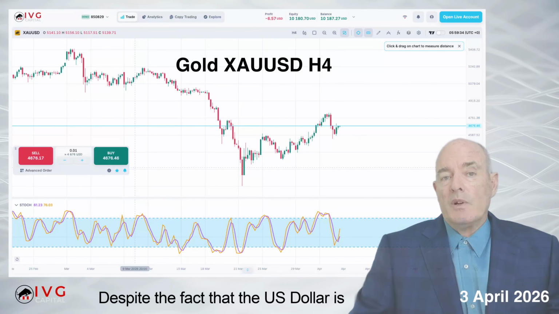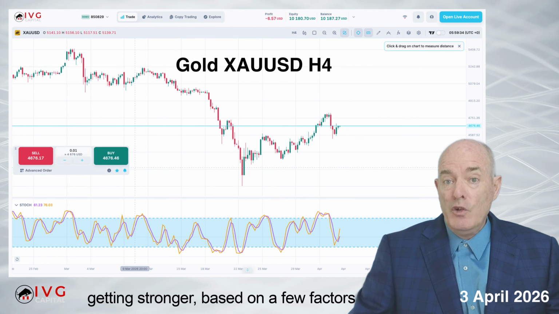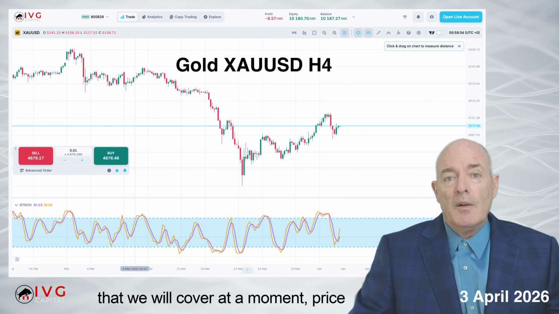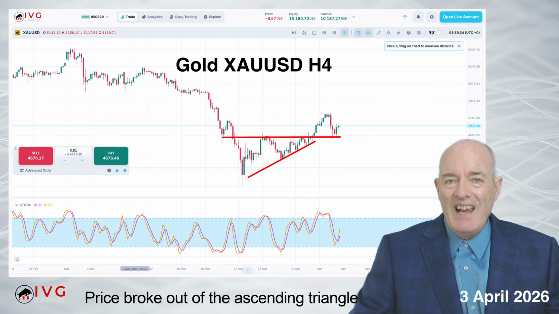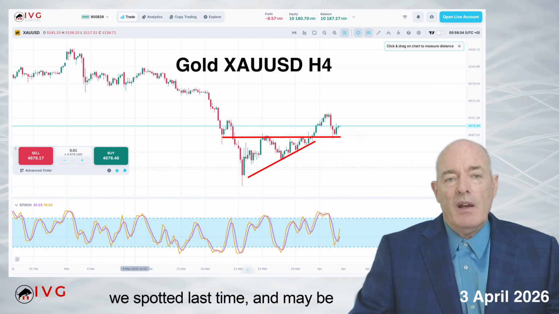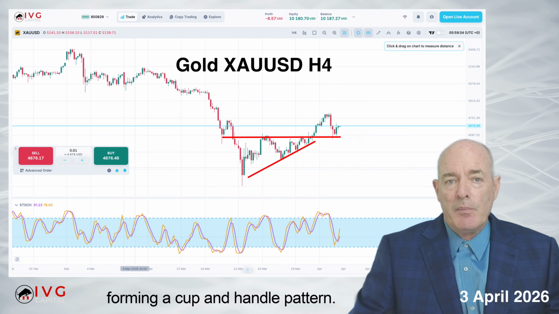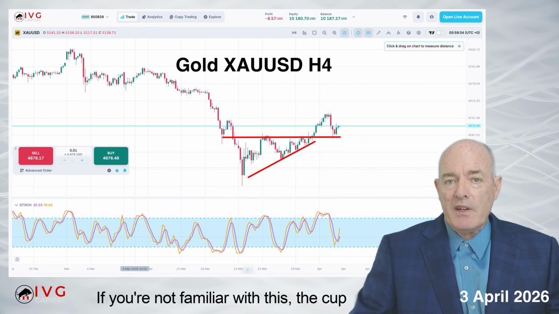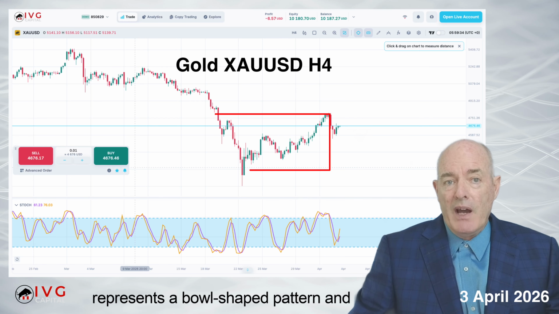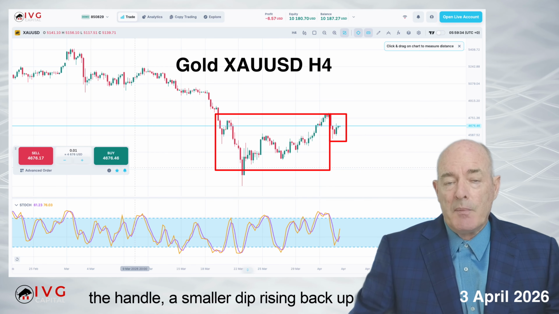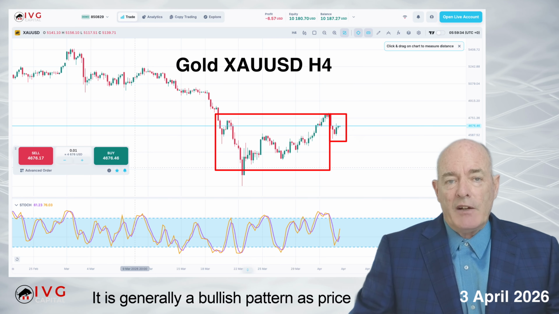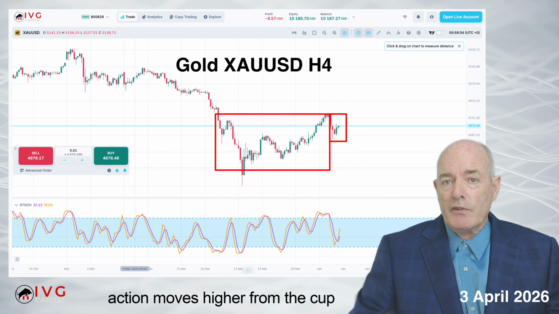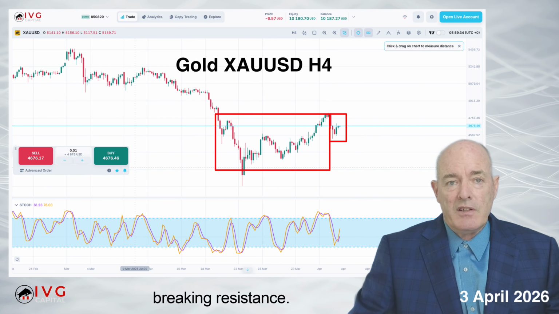Despite the fact that the US dollar is getting stronger based on a few factors that we will cover in a moment, price action on gold is rising. Price broke out of the ascending triangle we spotted last time and may be forming a cup and handle pattern. If you're not familiar with this, the cup represents a bowl-shaped pattern and the handle, a smaller dip rising back up to the resistance point of the cup. It is generally a bullish pattern as price action moves higher from the cup breaking resistance.